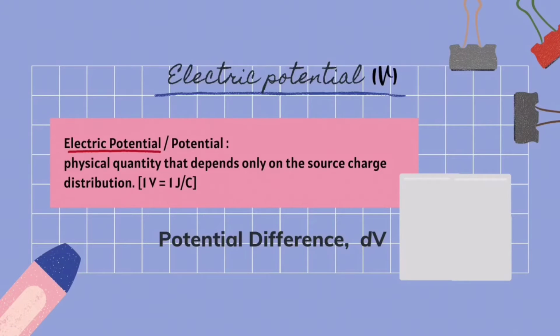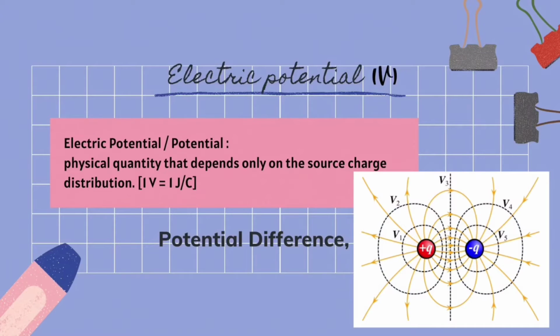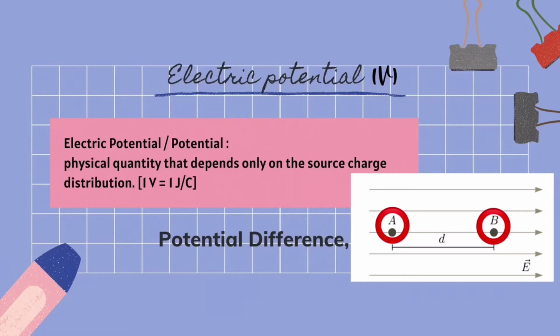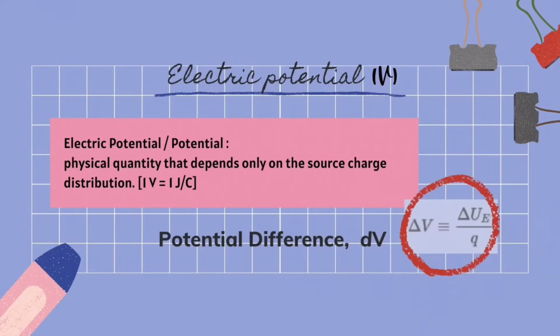Electric potential, also known as voltage, is a physical quantity that only depends on the source charge distribution. The value of electric potential exists at all points in an electric field. Since the value of electric potential is different at every point, there will be a potential difference between 2 points A and B. So, if a charge is moving between 2 points, we can get the potential difference by dividing the difference of electric potential energy by the charge itself.